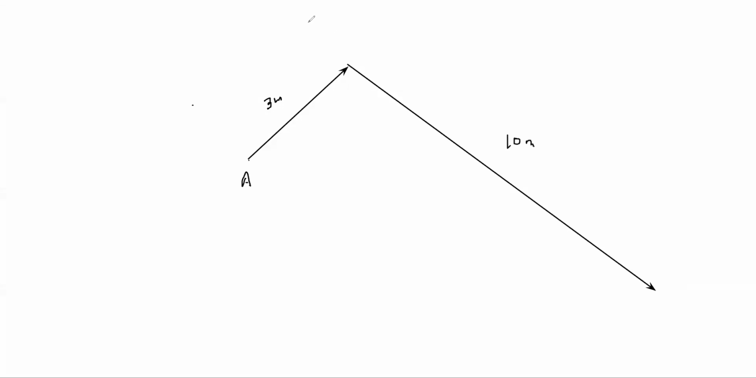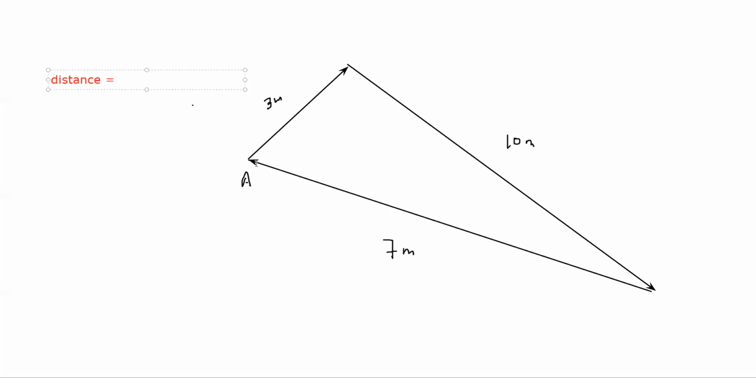And now the object is at position A. It moves 3 meters. Then 10 meters. And then returns back to the same starting point after covering 7 meters. If I ask what is the distance here? What is the distance traveled by this object? 3 plus 10 plus 7.